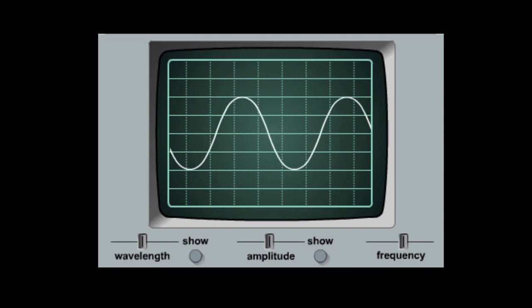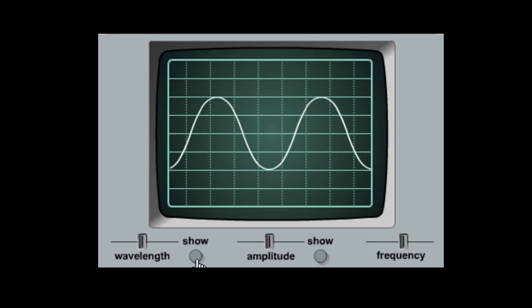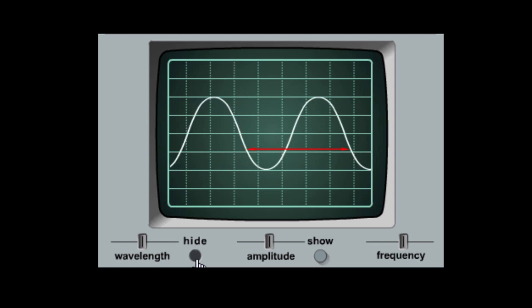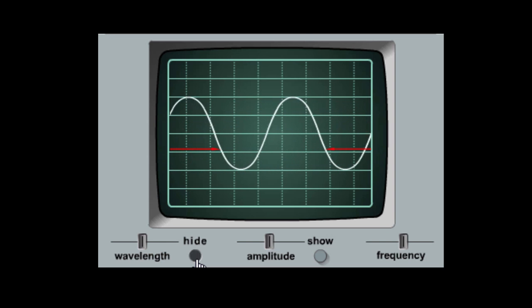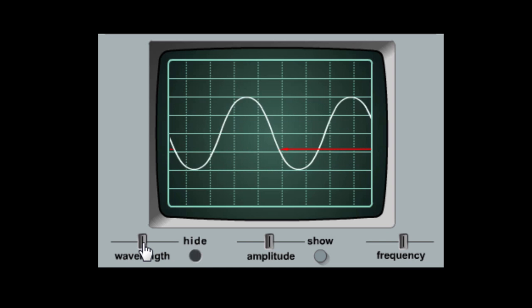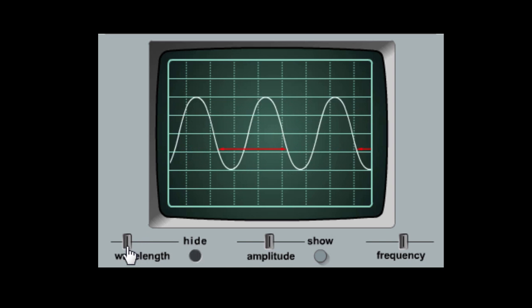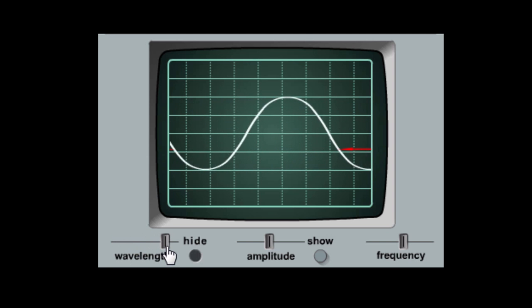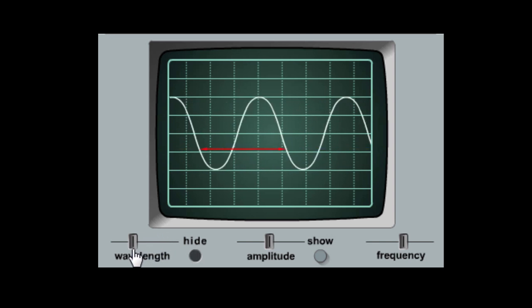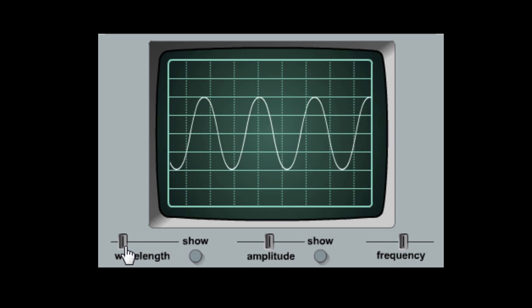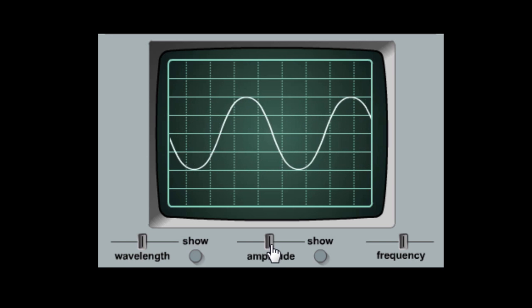Let's take a look at the properties of waves. Let's start with the wavelength. Wavelength is the distance between any two corresponding parts of a wave. So from crest to crest or from trough to trough, that is the wavelength. If we decrease the wavelength, that distance gets shorter. If we increase the wavelength, that distance gets greater. And you notice particularly if we make a really small wavelength, those crests get really close together, as do the troughs.